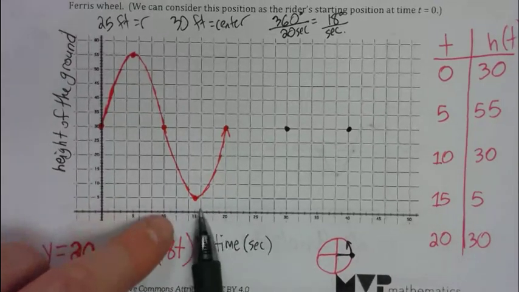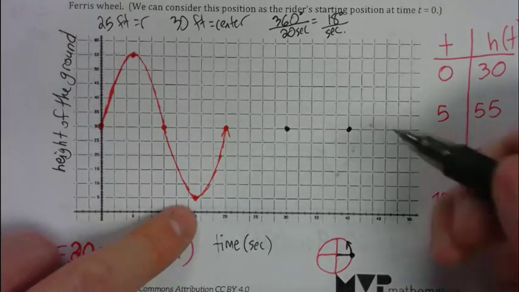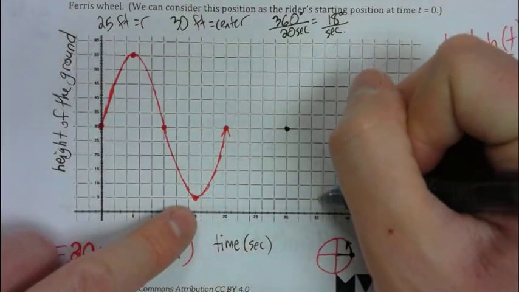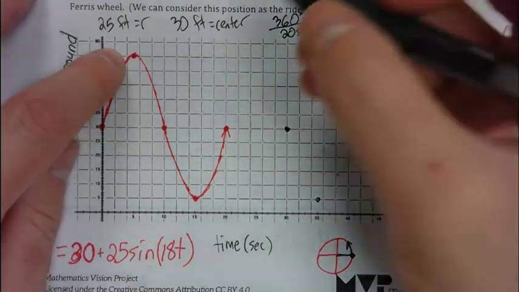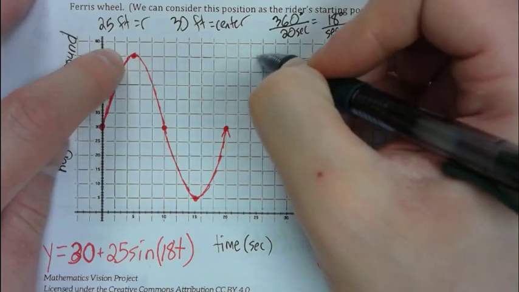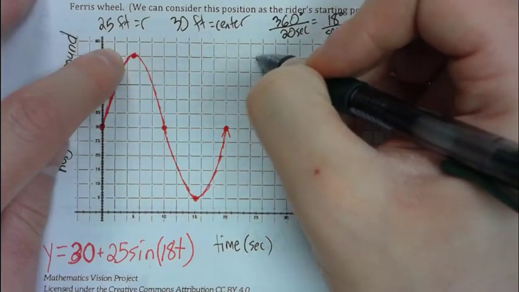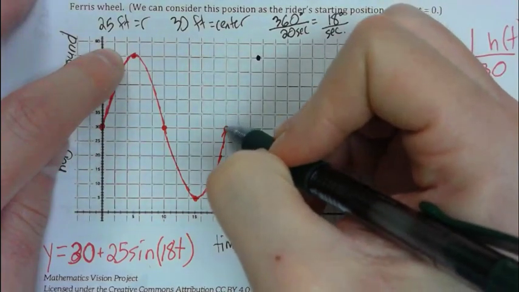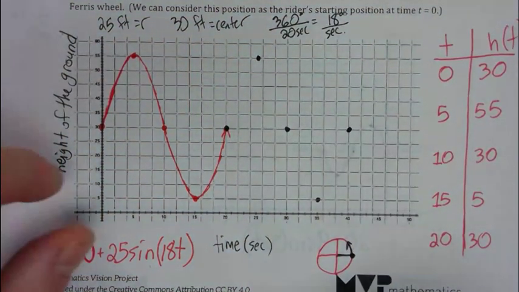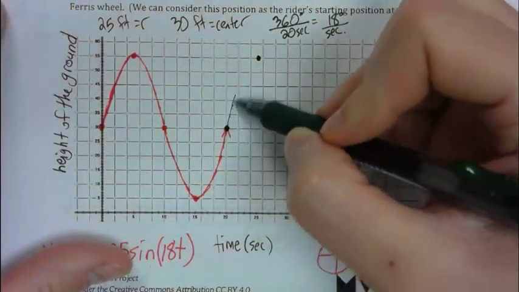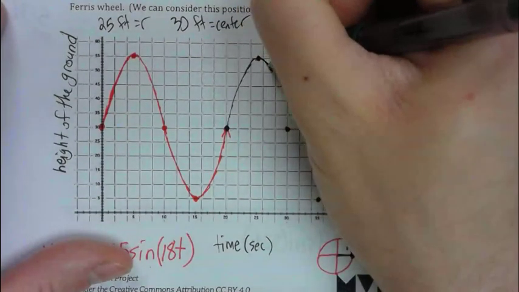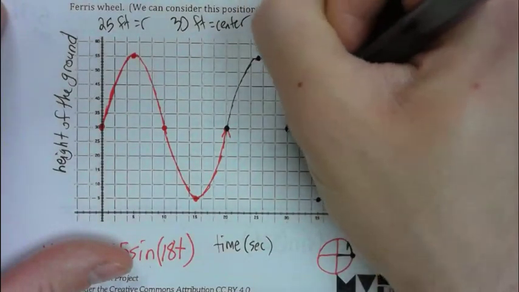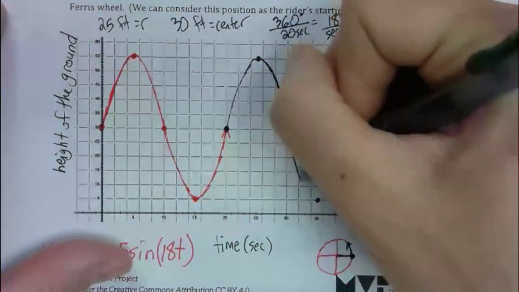So for instance, this point at 15 seconds would now be over here at 35 seconds. And then this top point at 5 seconds would be up here at 25 seconds. And then we would still be starting our second cycle at 20. And so we have our graph here.